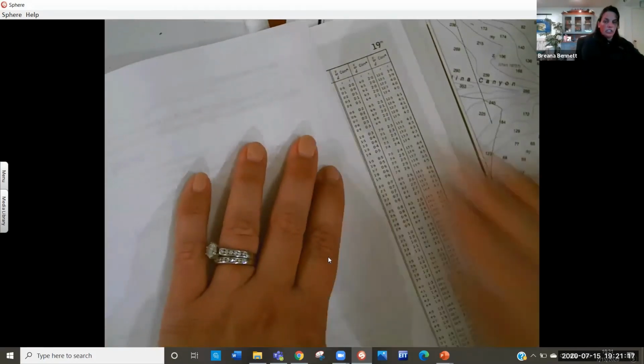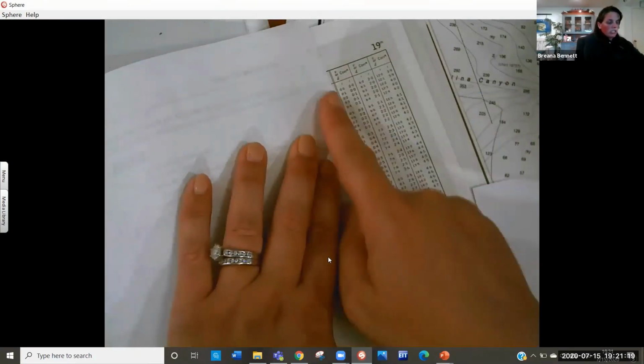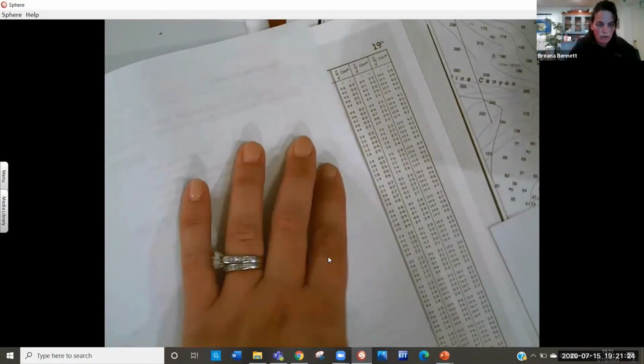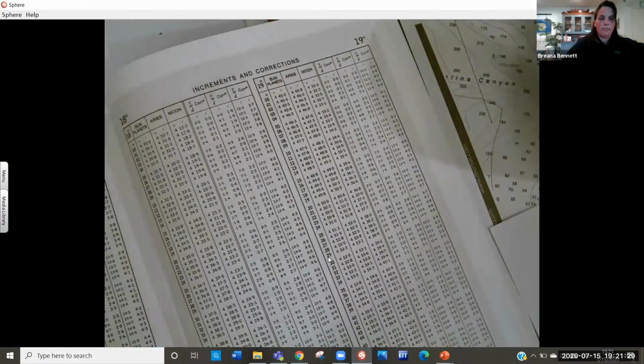A very common mistake is to go in and say, I had 24 seconds, this is my correction to GHA, and this is my correction to declination. But I want to emphasize that declination is its own thing. You go in with what you saw in the daily pages, and then you get your correction. And we're going to do some examples of this, so don't get too overwhelmed yet.